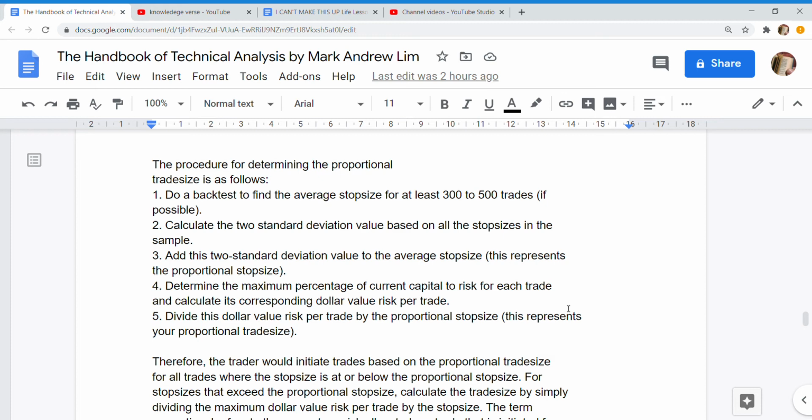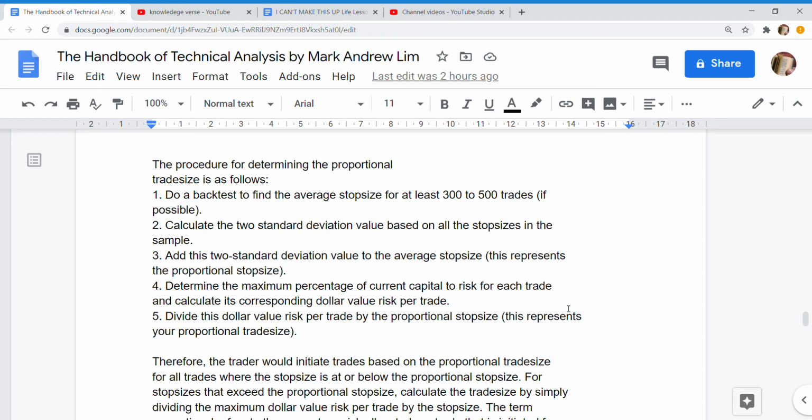4. Determine the maximum percentage of current capital to risk for each trade and calculate its corresponding dollar value risk per trade. 5. Divide this dollar value risk per trade by the proportional stop size. This represents your proportional trade size.